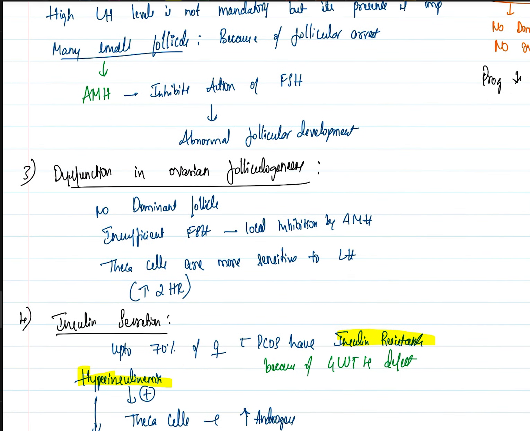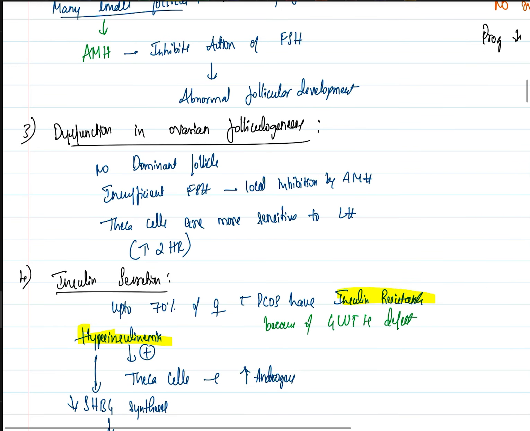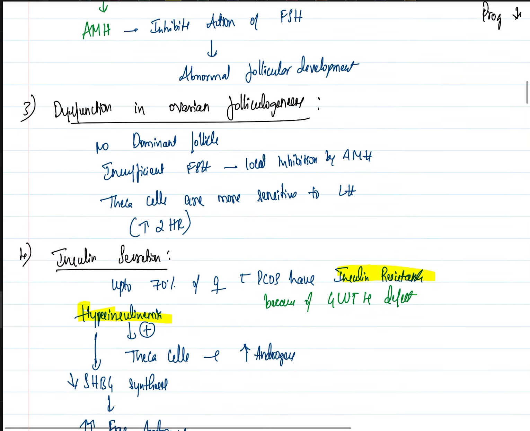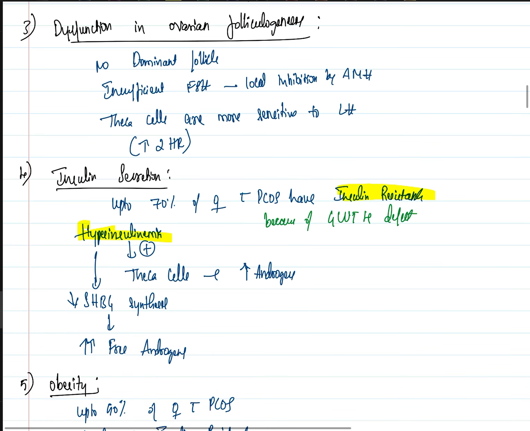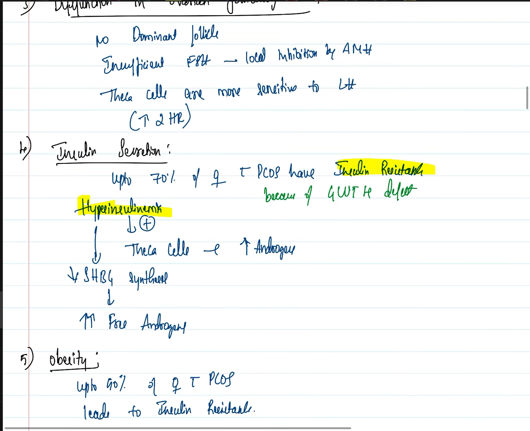Then the third pathogenesis is dysfunction in ovarian folliculogenesis. As we have already told, there is no dominant follicle. There will be insufficient FSH, which is because of AMH. And again, these theca cells are more sensitive to LH. Next, the fourth theory is insulin secretion.